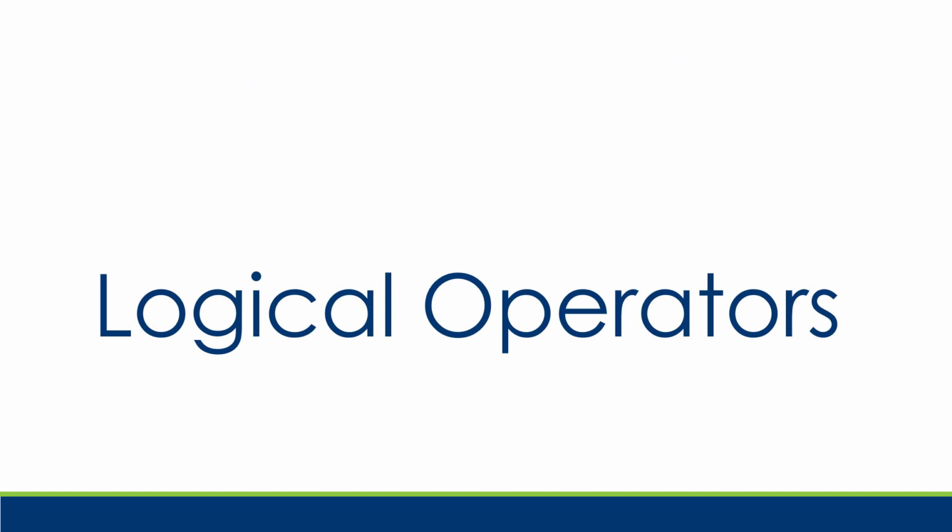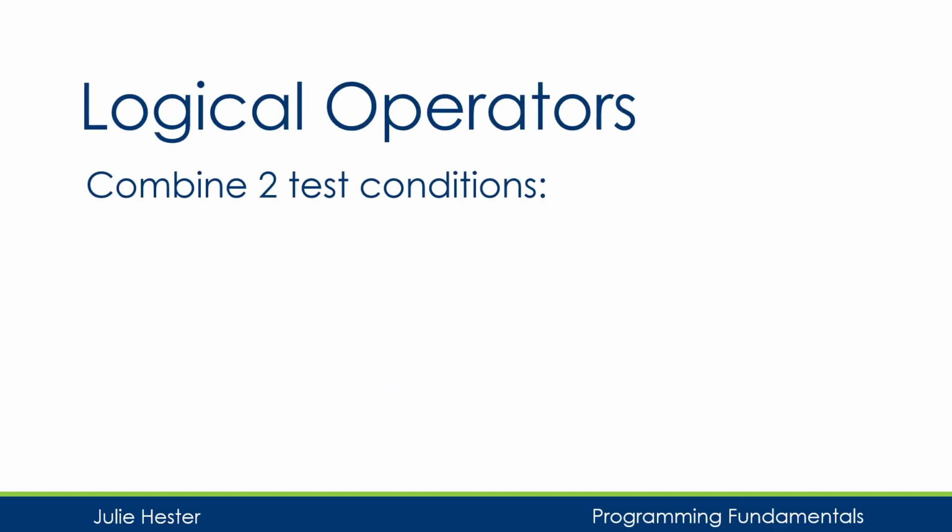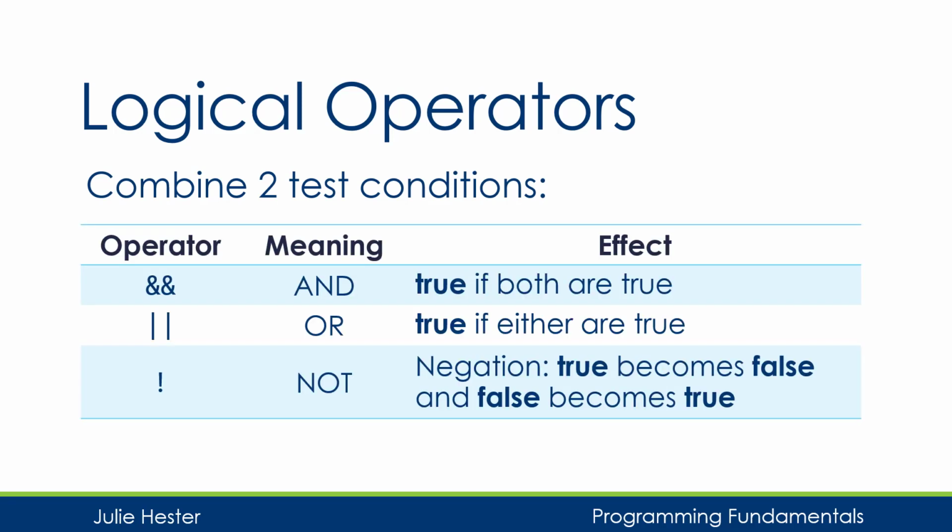Now let's look at logical operators. With logical operators, I want to combine two test conditions. And the first operator is a double ampersand, and it means and. So when we use this operator, the effect is if both test conditions are true, then the entire condition is true.